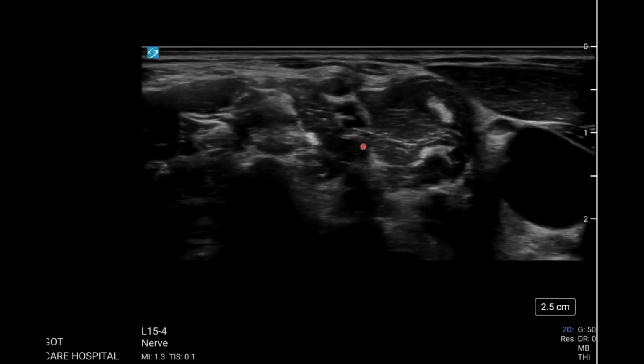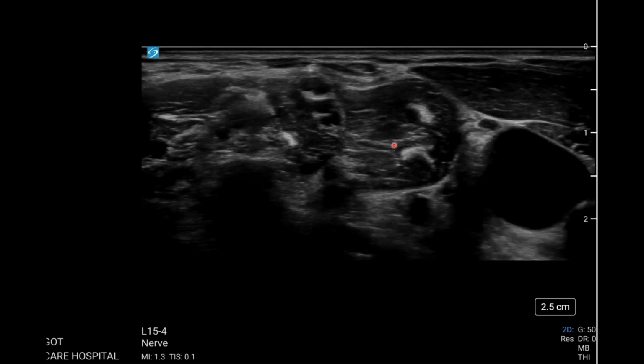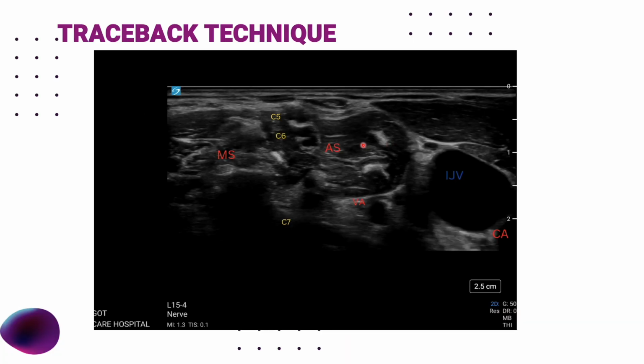and this is the interscalene groove, which is our area of interest. And you can see this is the anterior scalene muscle, the middle scalene muscle, the internal jugular vein, the carotid artery, the vertebral artery. And this is the place where the block has to be given.